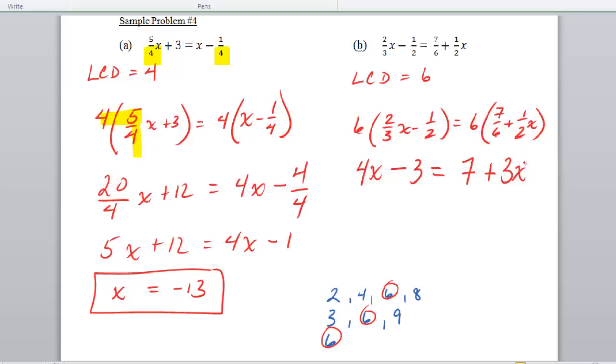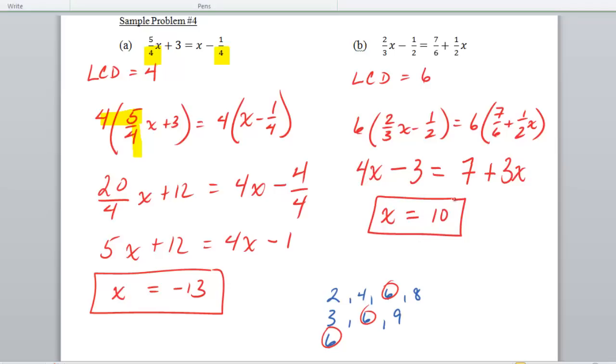Now what I'll do is consolidate the x's on the left side. I'll subtract 3x from both sides, so that's going to leave me x on the left. And if I add 3 to both sides, it leaves me 10 on the right. And I have my final answer of x equals 10.